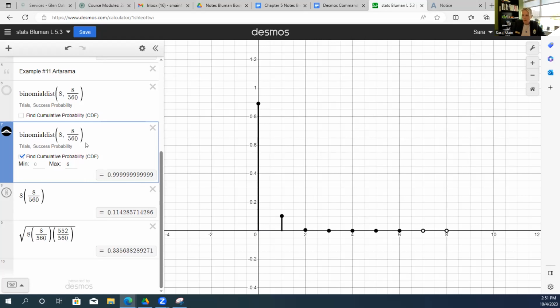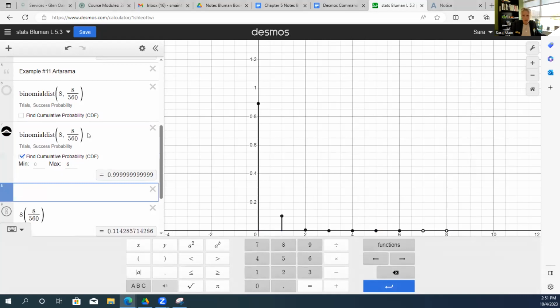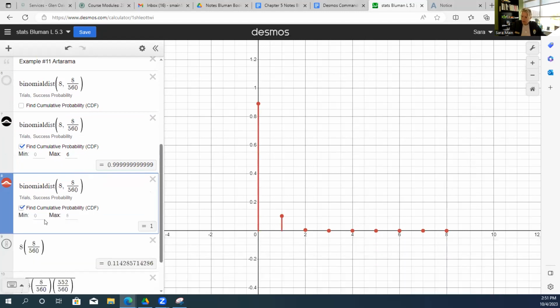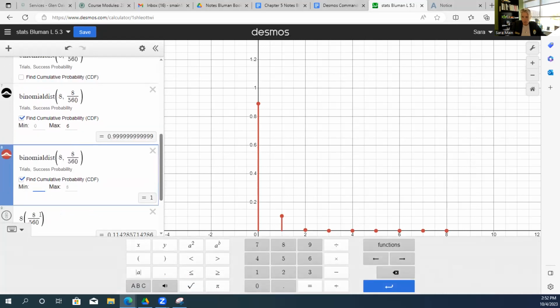And then part 3 says, what is the probability that more than 3 pages feature signature artists? So that would be greater than 3. So I'm going to click on my cumulative, and greater than 3 means 4 or more. So my minimum is going to be 4 all the way up through 8.